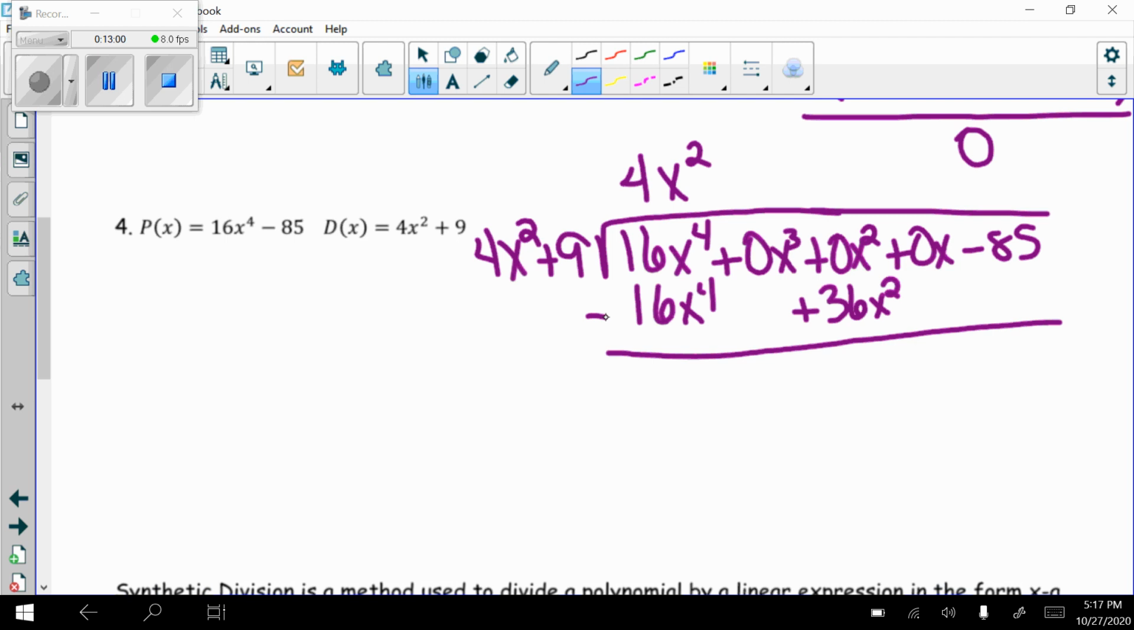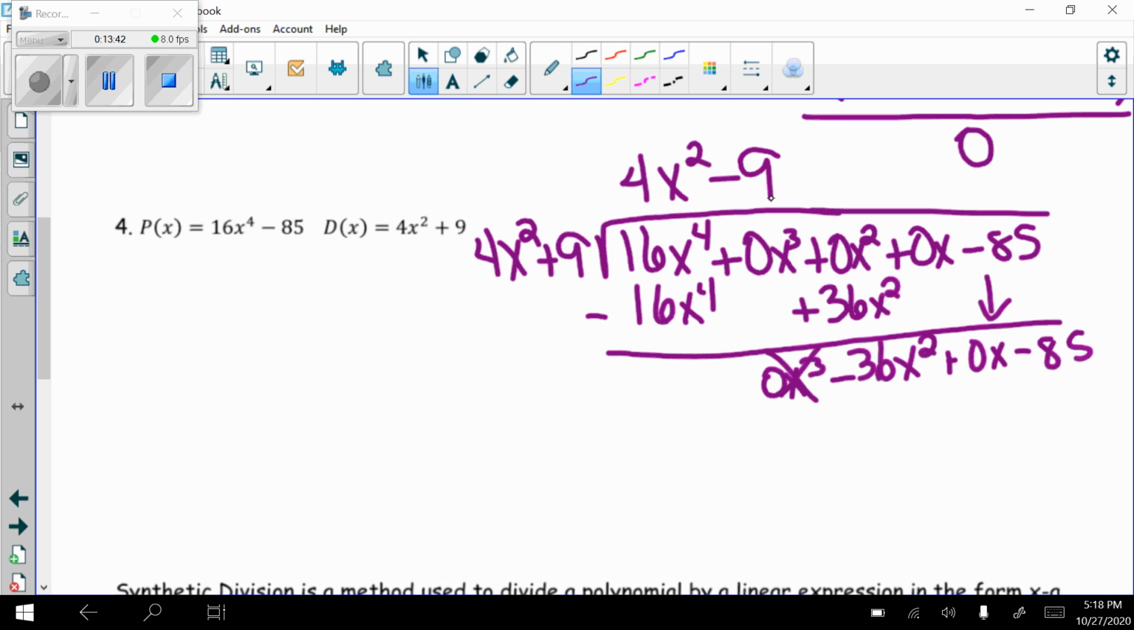My 0x cubed comes straight down. X squared minus 36x squared is just minus 36x squared plus 0x minus 85. So notice that 0x squared came down. I can ignore that because what do I have to multiply 4x squared by to get 0 is just a 0. So that one goes away. And now I'm looking at what do I have to multiply 4x squared by to get negative 36x squared. That's just going to be a minus 9.